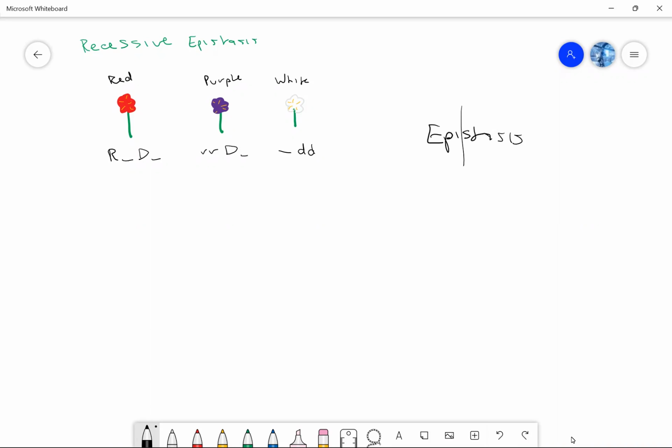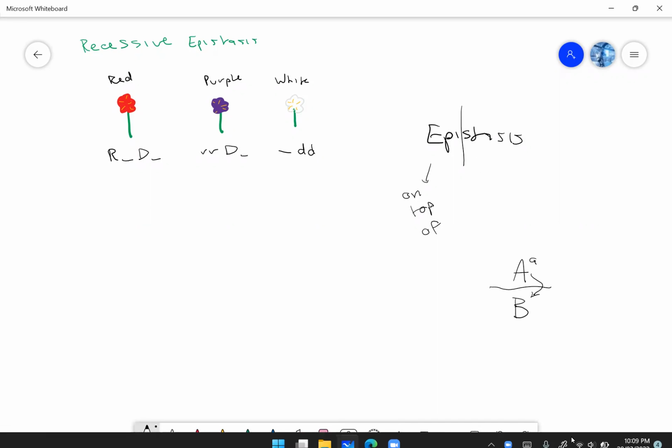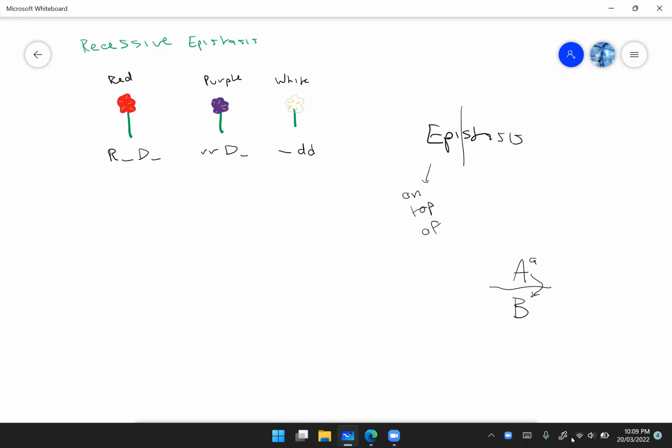Epistasis. So epi means on top of. And so when we talk about two genes that are connected in the way of epistasis, there's one gene that is controlled by another, one that is masked by another. So we have, for example, a gene that's represented by the letter A, and then the second gene, B. A controls B, depending on whether or not A is capital or lowercase. It can mask the effect of B. And so because A controls B, A is like on top of B, and epi means on top of.